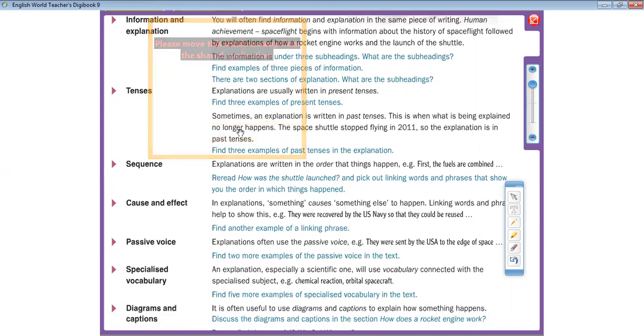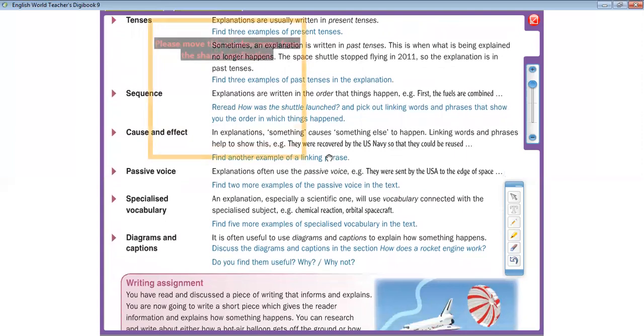Next, for example here بحكي لك مثلا sometimes an explanation is written in the past tenses. كيف؟ sometimes مش دائما, أغلب الأحيان يعني مرات. So this is when what is being explained no longer happens. يعني استمر لفترة وانتهى, ما كمل إلى الآخر. So the space shuttle stopped flying in 2011. So the explanation is in the past tenses. In this case only we can use the past tenses during your handwriting. Okay.